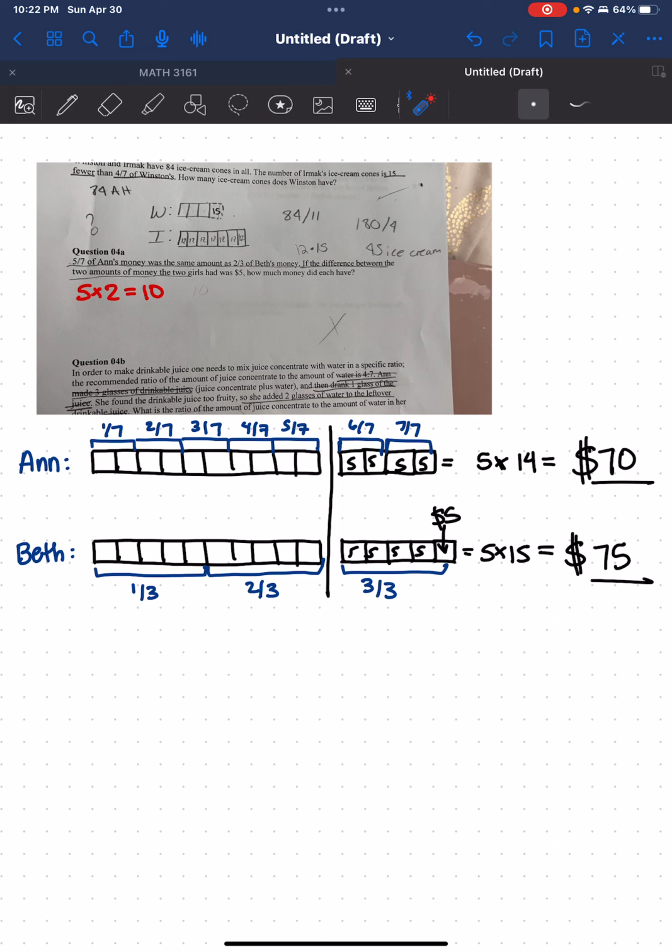And then you could always go back into dividing or multiplying using your calculator. Multiply 70 times 5/7 to see how much that is. And you can do 75 times 2/3. And those amounts will be equal because they have the same amount of money. There you go.